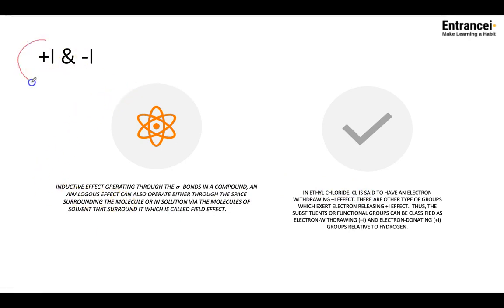Both plus I and minus I, as I have just explained, operate through the sigma bond. That means if there is a carbon atom and a group, the electron cloud is in the sigma bond, and from the sigma bond the group withdraws electrons from carbon. So the minus I effect and plus I effect are both operated mainly through the sigma bond, and are opposite to each other. That means minus I withdraws, plus I donates.